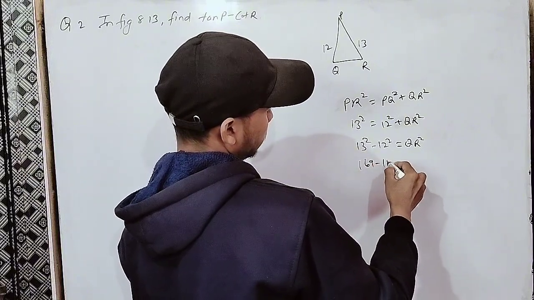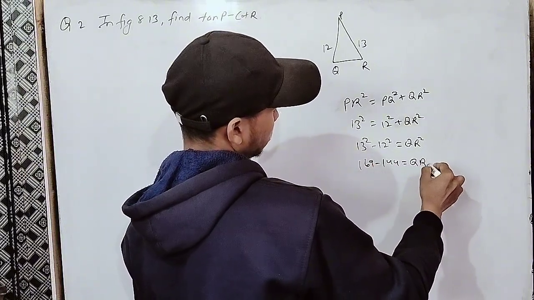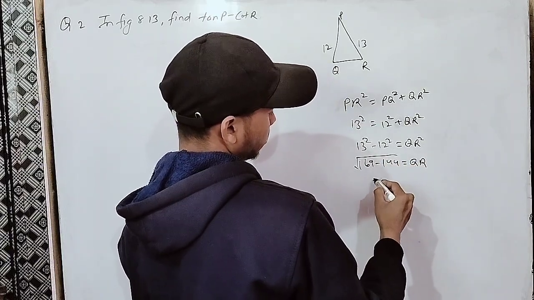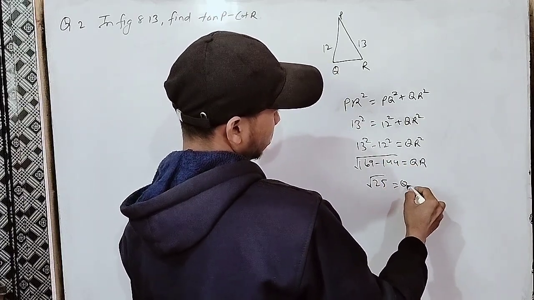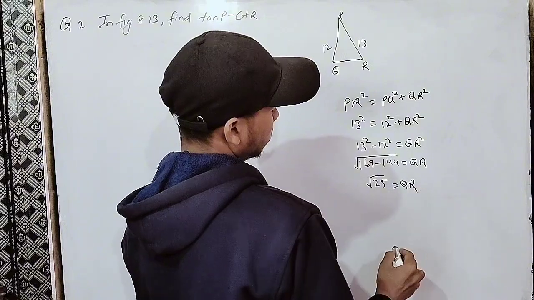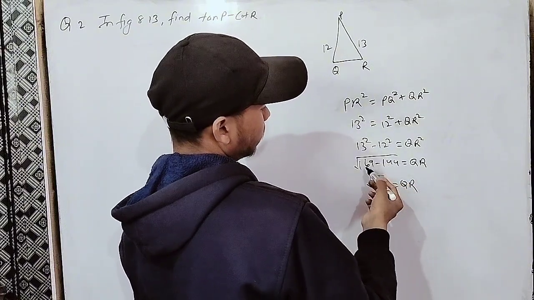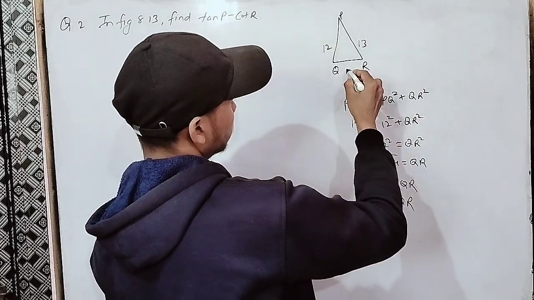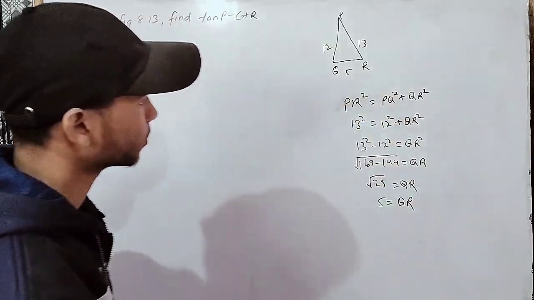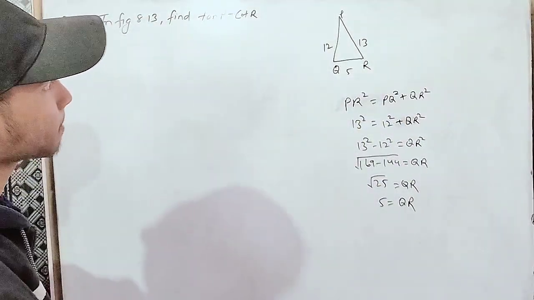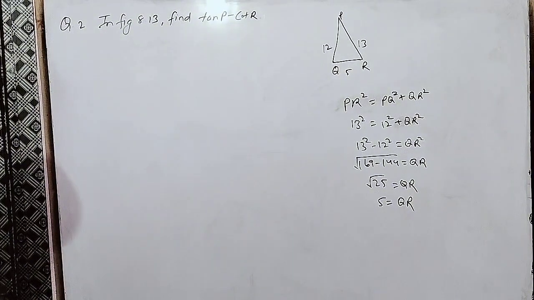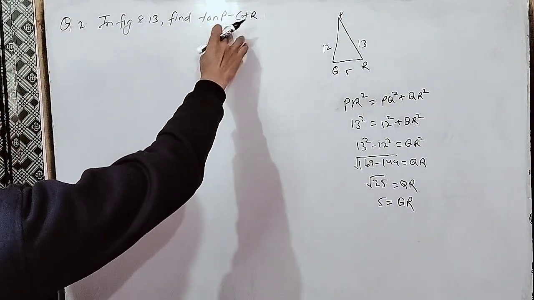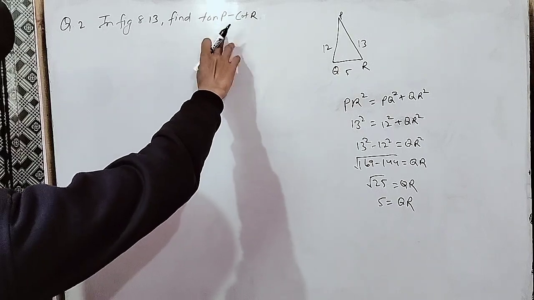169, then 1. Then we have 25, which is 5, and then 2. QR is 5. Am I right or not? So the base is 5. Now we have to evaluate this.